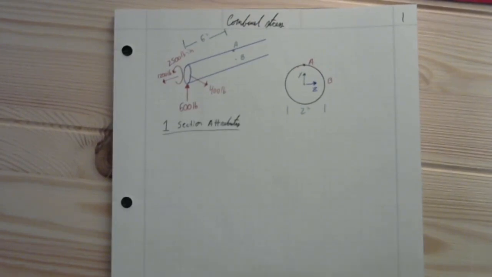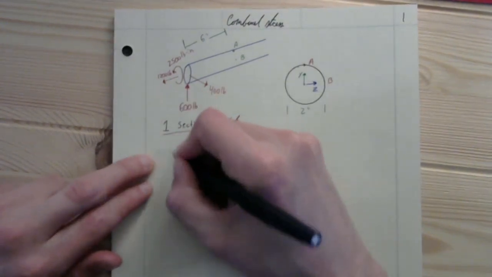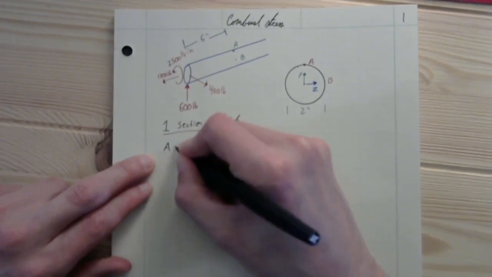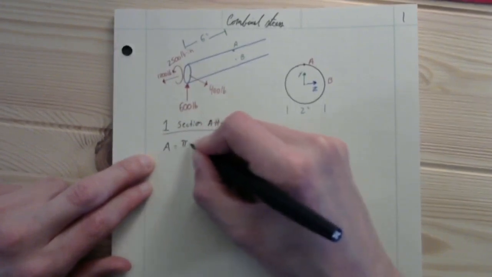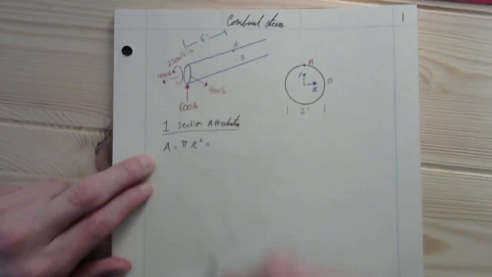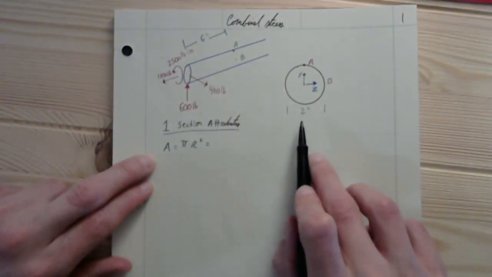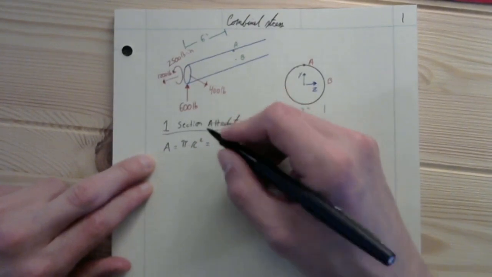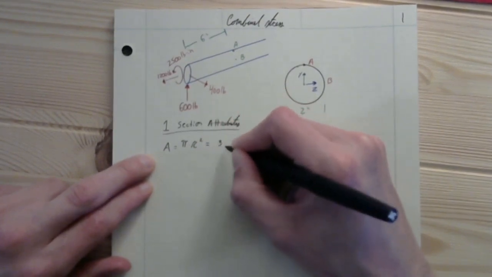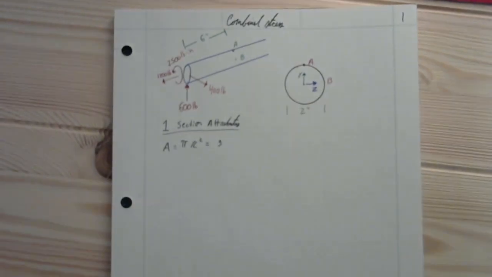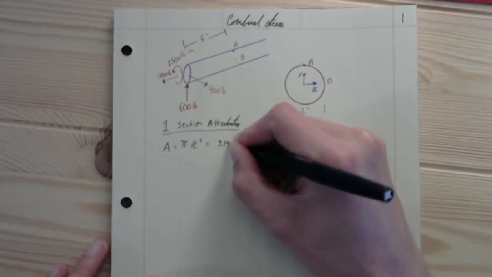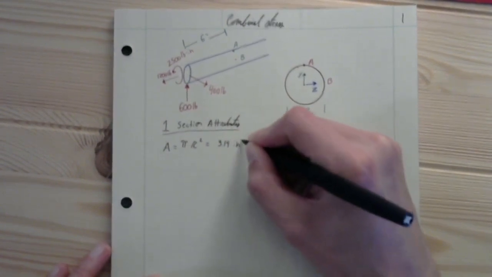Area is probably the easiest, so let's start with that. It's a circle, so area is going to be pi times the radius squared. I said this was a 2-inch diameter circle, which is pretty convenient because that just means that we have pi square inches for our cross-sectional area.